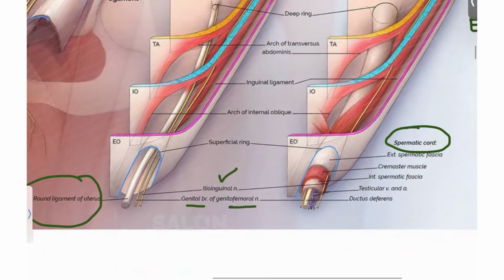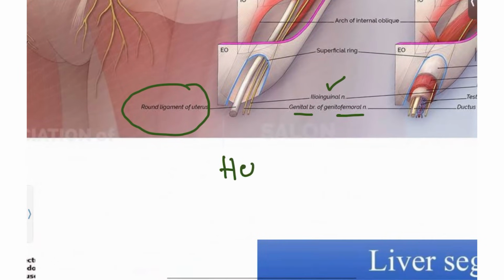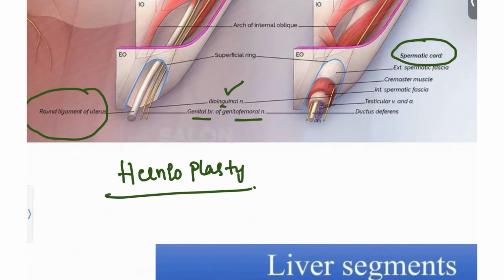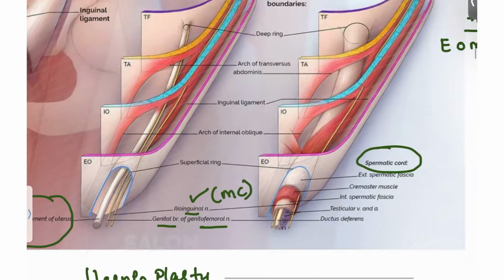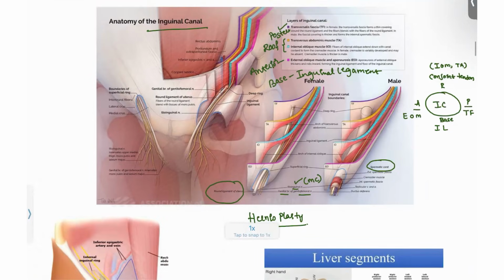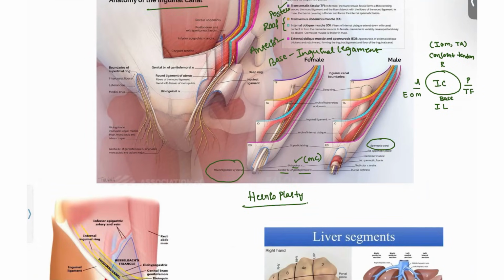Another common question is asked about hernioplasty. In patients undergoing hernioplasty, there is a high risk of damage to which nerve? That is the ilioinguinal nerve, which is most commonly damaged. Okay, this is the basic anatomy of the inguinal canal.